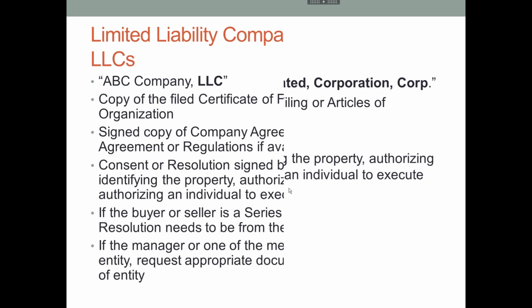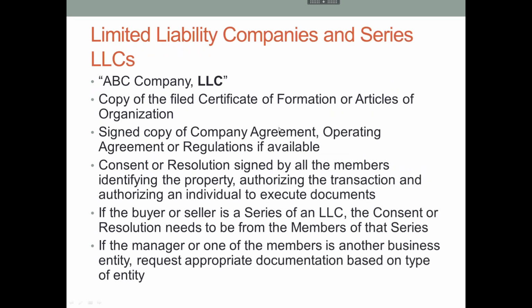Next one we'll see a whole lot is limited liability companies. This is LLC or series LLCs. This is probably more common than anything else. If you see an LLC, these are generally the pieces of information you want to request. You're going to want a copy of the filed certificate of formation or the articles of organization. You're going to want a company agreement or an operating agreement if it's available. And then again, making sure we have a corporate resolution or a consent authorizing somebody to sign documents on behalf of the LLC. Now, if your LLC is a series LLC, there are a couple more requirements, but just make sure that you gather the information needed for the LLC itself, and Authority Docs should have really no issue reviewing this information.